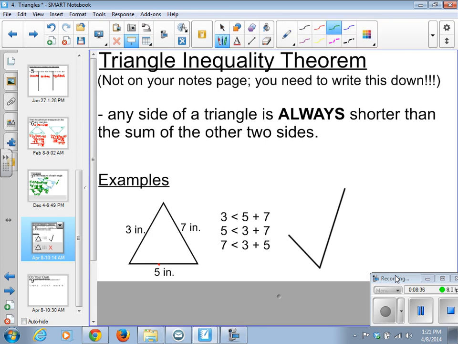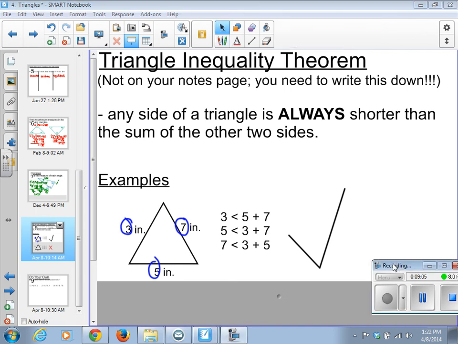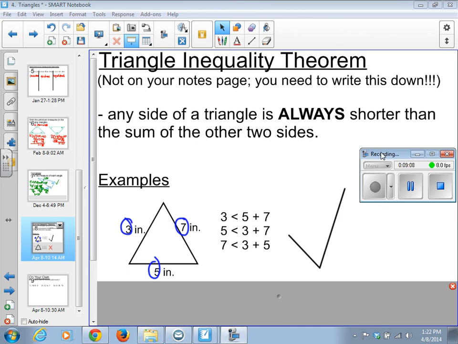We look at this one on its own. 5 inches is less than 3 plus 7, which equals 10. 5 is less than 10. It checks out. And finally, we check out our third side, 7. 7 is hopefully less than 3 plus 5. 7 is less than 8. They all three check out. So again, any side must be shorter than the sum of the other two.